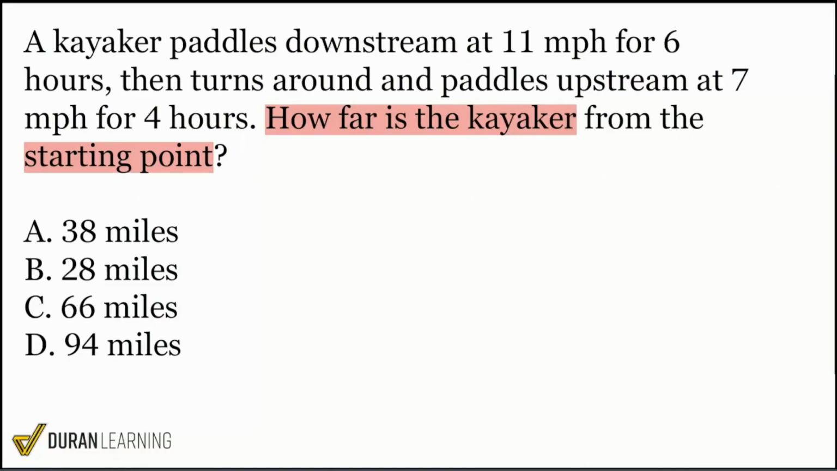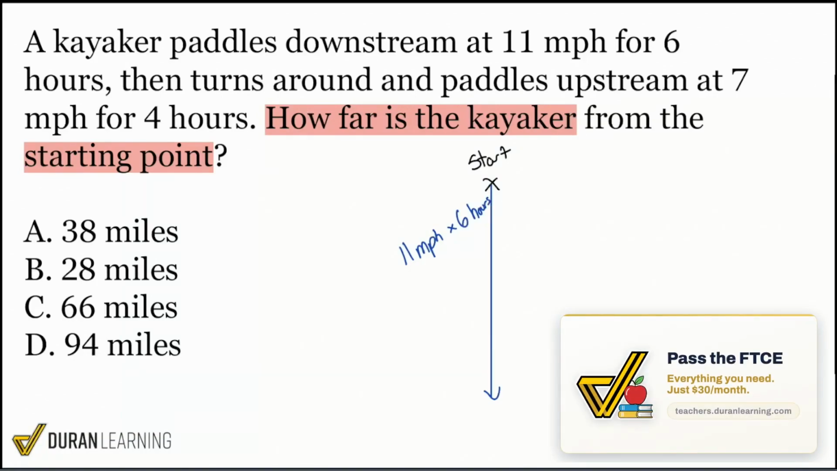So before I even get into the numbers, before I start calculating, I clearly understood that for a portion, we go downstream at a rate of 11 miles per hour for 6 hours. And I know my distance, rate, and time. I'm going to multiply my rate and time together to get that distance. And so everyone, what is 11 multiplied by 6? What's that going to give us?